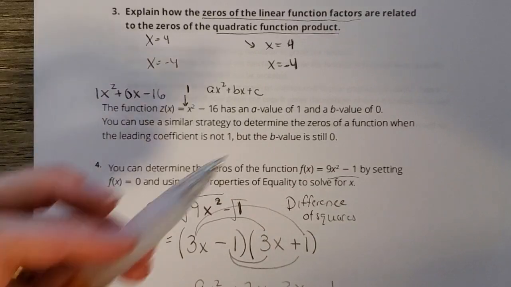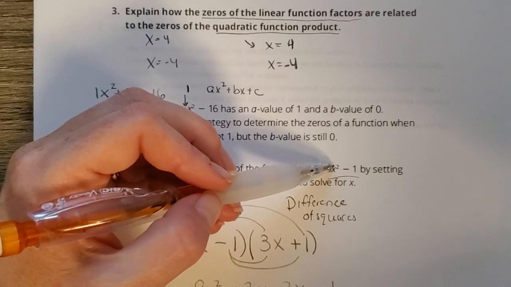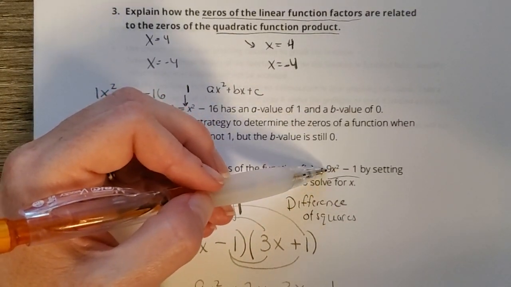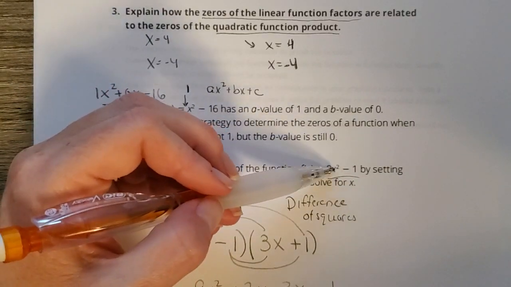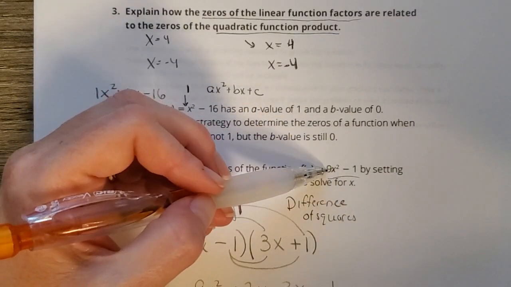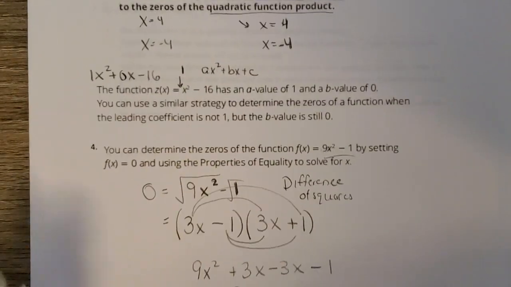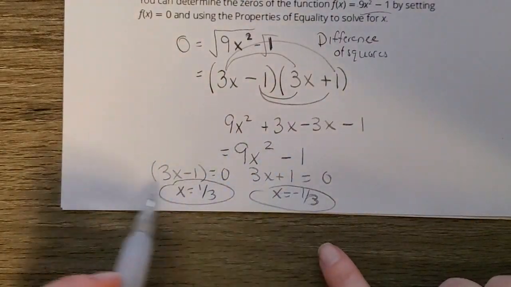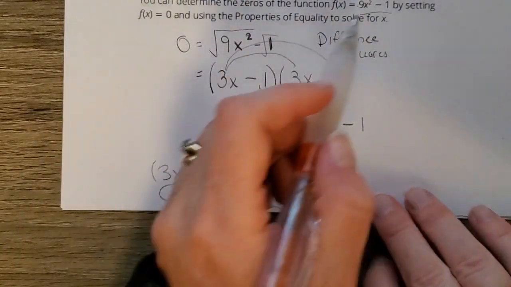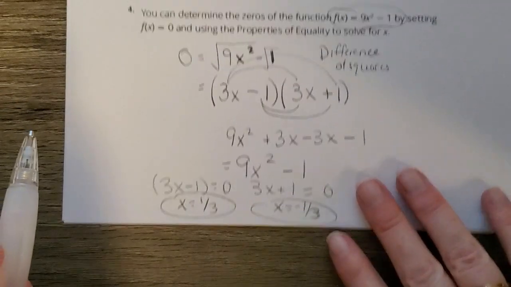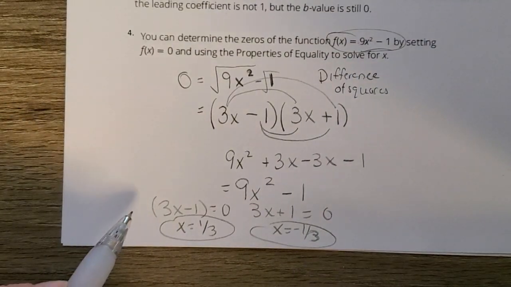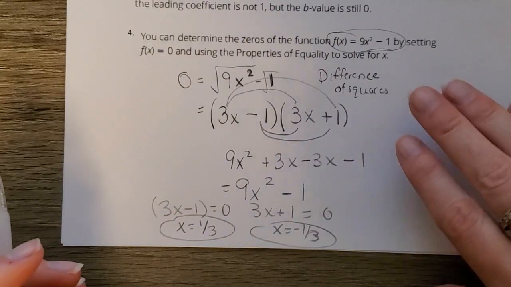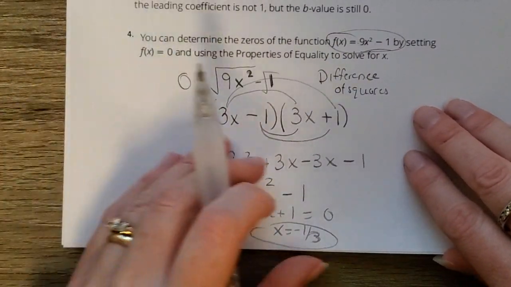If we plug those solutions in, 1/3 squared is 1/9 times 9 is 1, minus 1 is 0. -1/3 squared is 1/9 times 9 is 1, minus 1 is 0. And you can see both answers equal 0. So these are the solutions to this quadratic function. So you factor difference of squares, set the factors equal to 0, and you find your zeros or your solutions.